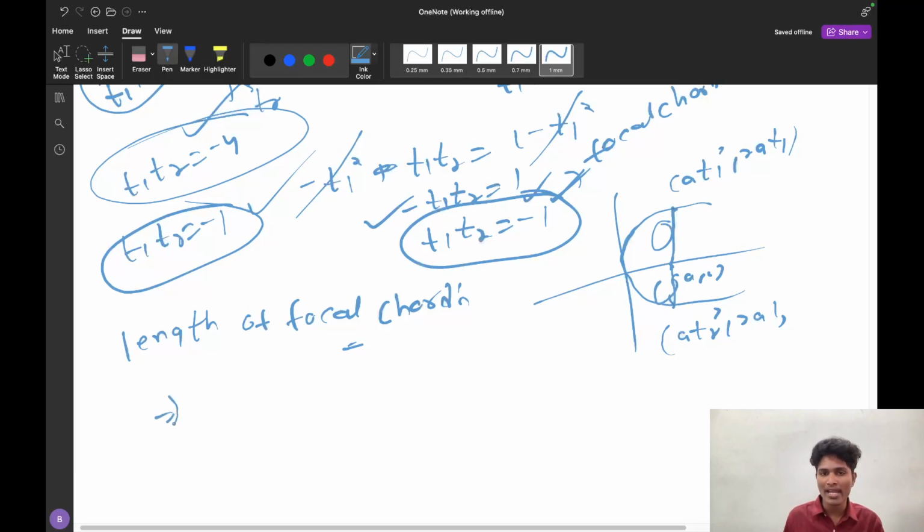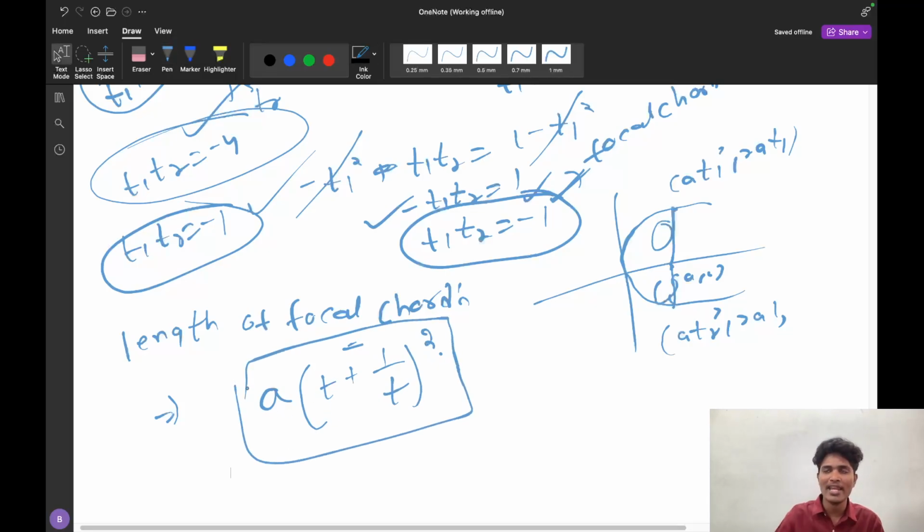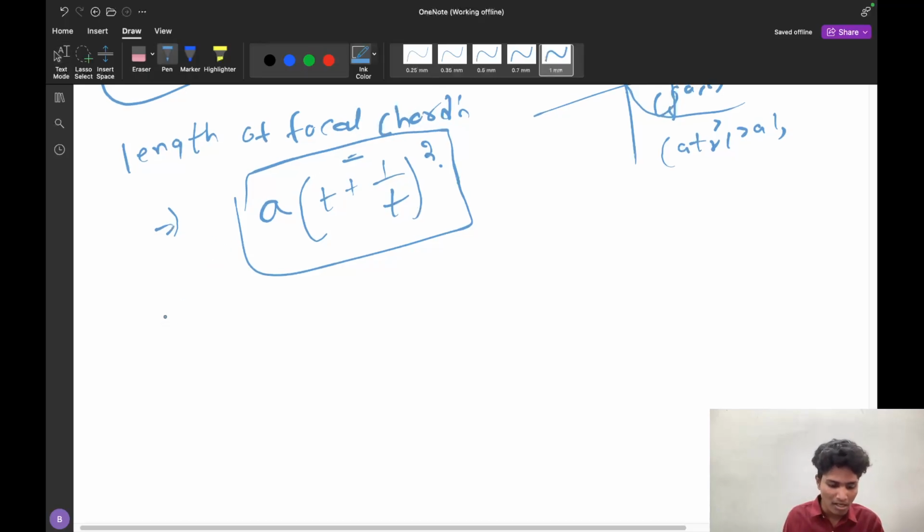So I can solve the length as a into t plus 1 by t whole square. In terms of parameter, suppose t is a parameter, if I want to find the length, it will be like this, that is a into t plus 1 by t whole square. This is the length of the focal chord in terms of parameter.